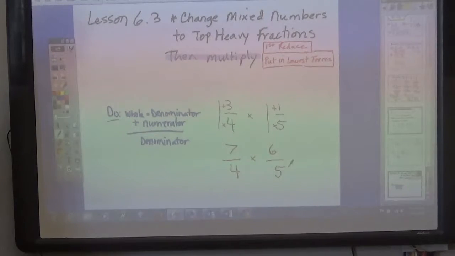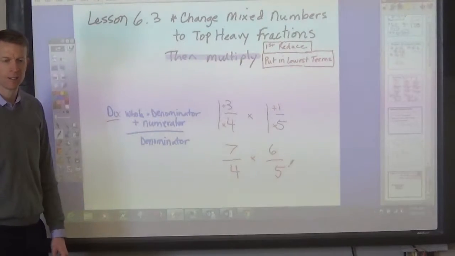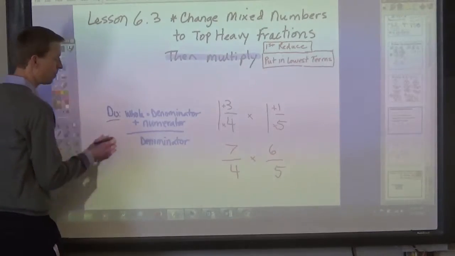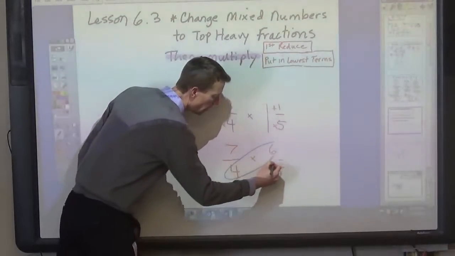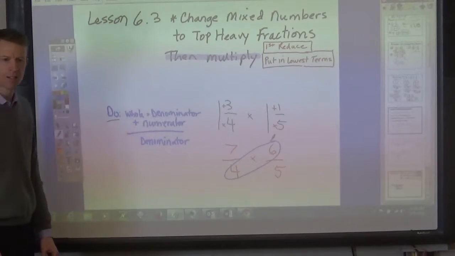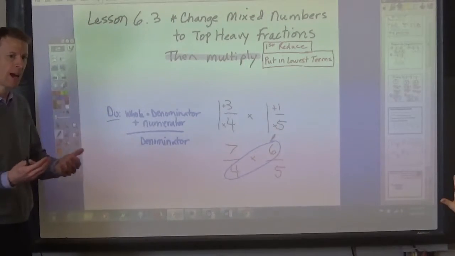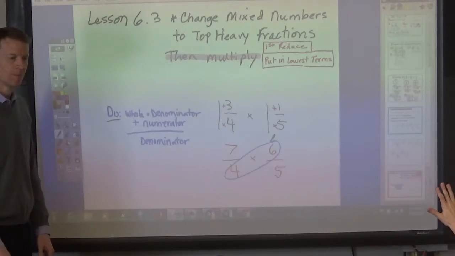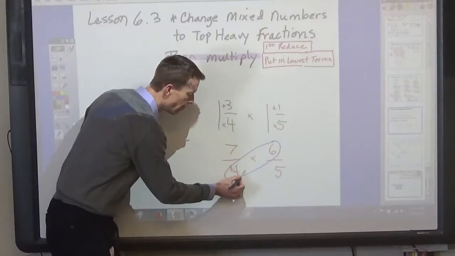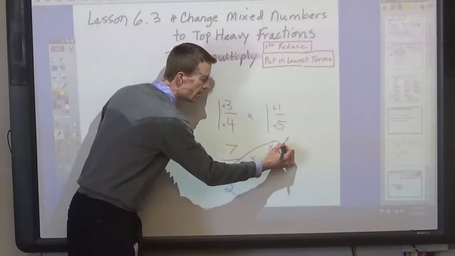Okay? Next, when we're multiplying fractions, we should factor out common factors. Okay? So we have to look across, look diagonally, and see if there are any common factors. Do you see common factors in 4 and 6? If they're divisible by the same number, then you can factor them out. What are both of these divisible by? 2. 4 divided by 2 is 2. 6 divided by 2 is 3.